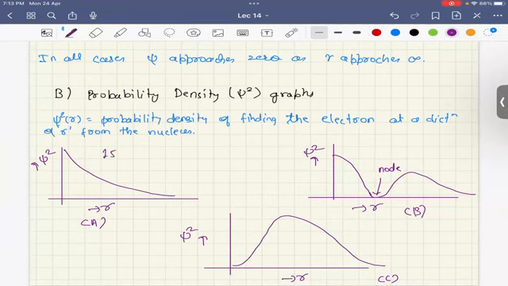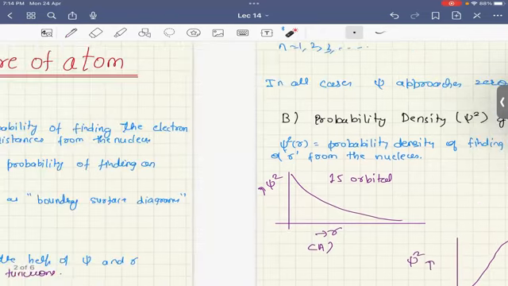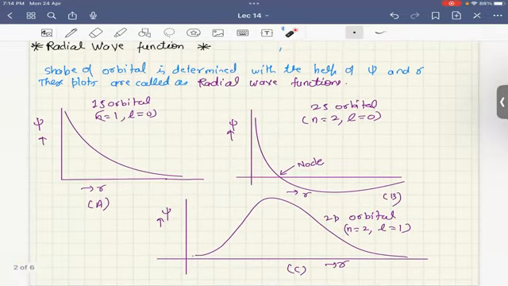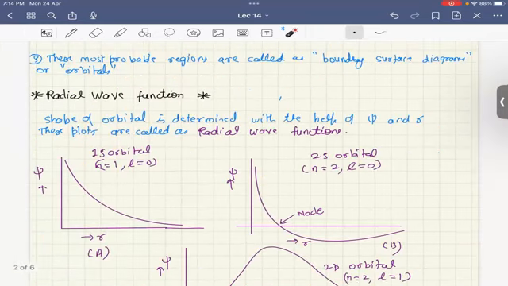This is the plot of 1s orbital, 2s orbital, and this is 2p orbital. So these are the variations of psi square as a function of r, obtained by plotting psi square versus r. The plots are for 1s, 2s, and 2p orbitals. These diagrams look similar to the earlier diagrams, except that because the square has been taken, the negative side of the plots has gone to the upper side.